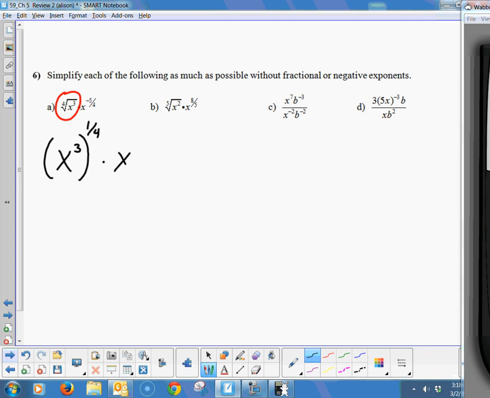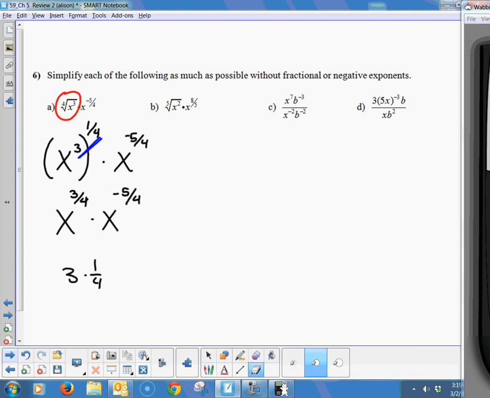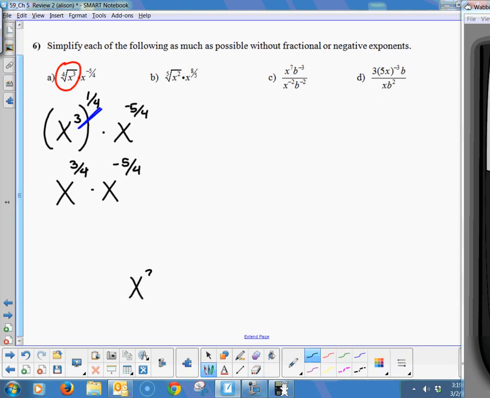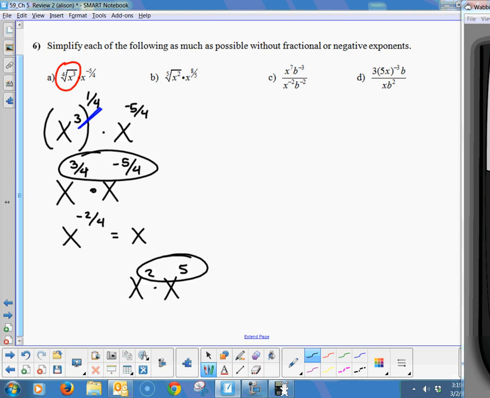And we're multiplying by x to the negative 5 over 4. Well, when you have a power raised to a power, you can multiply those powers. So that's x to the 3/4, which is 3 times a 4th, times x to the negative 5/4. And just like I said on the quiz, if you have x to the 2nd times x to the 5th, you add the exponents. Since I have the same bases, I will add the exponents and get x to the negative 2/4, which is x to the negative 1/2.